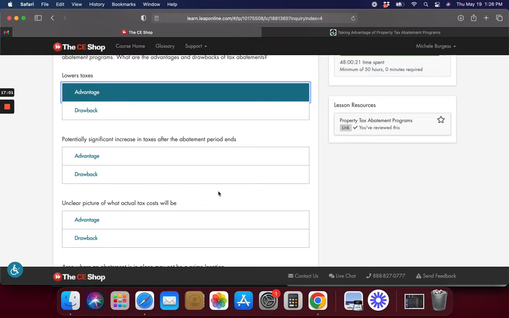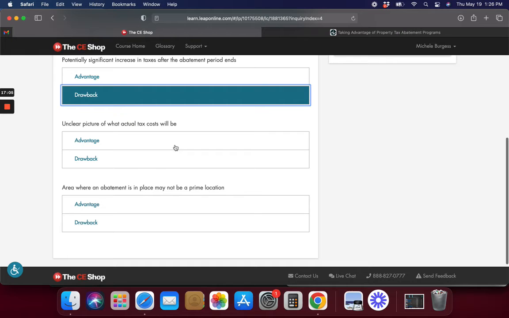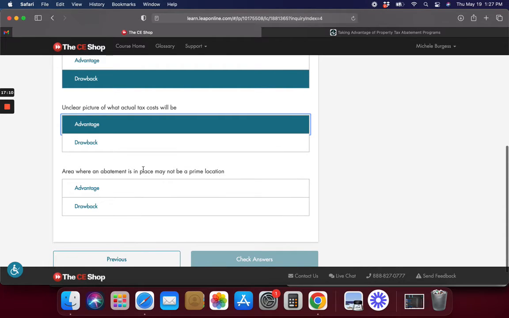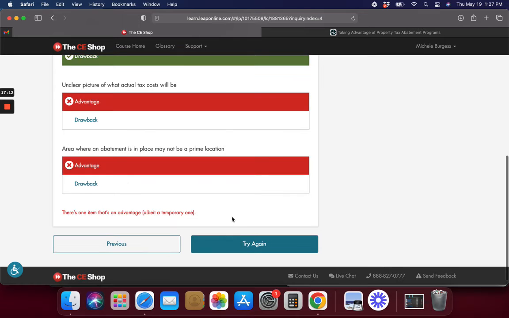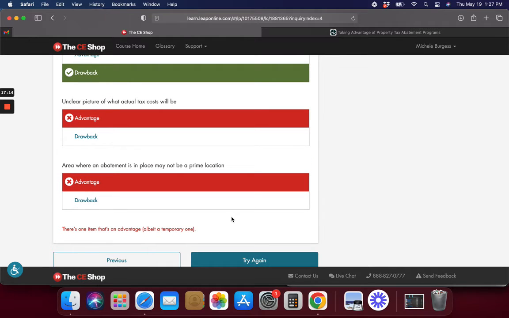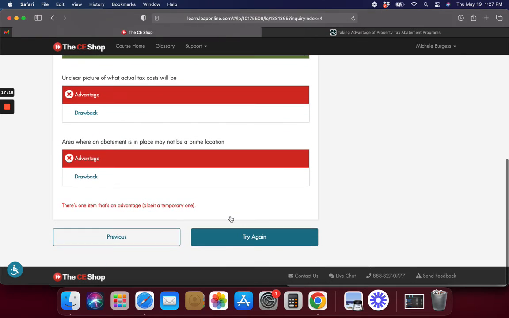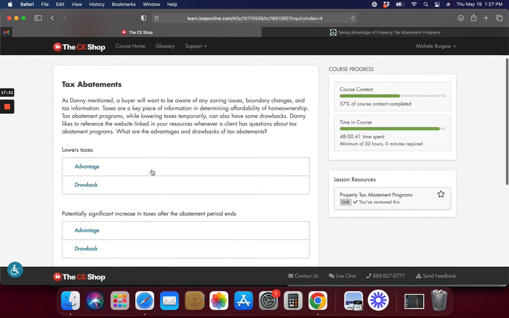Potentially significant increase in taxes after the abatement ends. Unclear picture of what the actual tax costs will be like. Area where an abatement is in place and may not be in a prime location. Okay. So everything's a drawback but the first one.